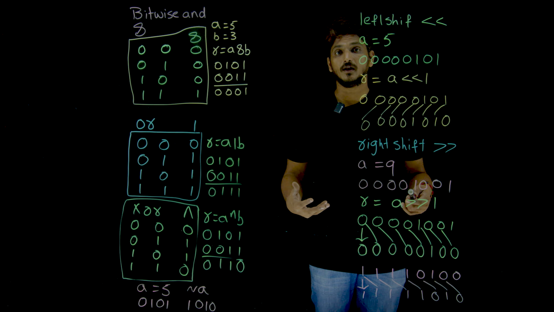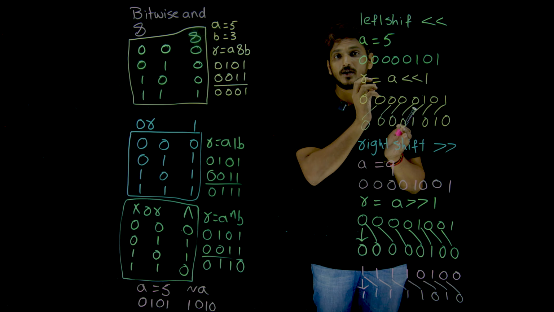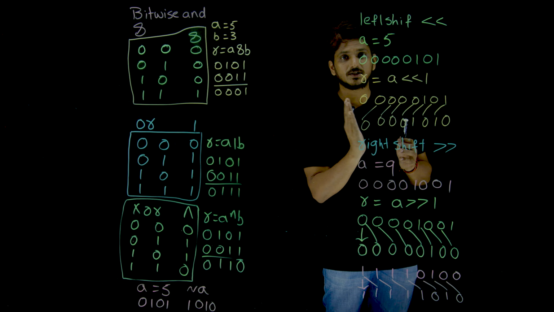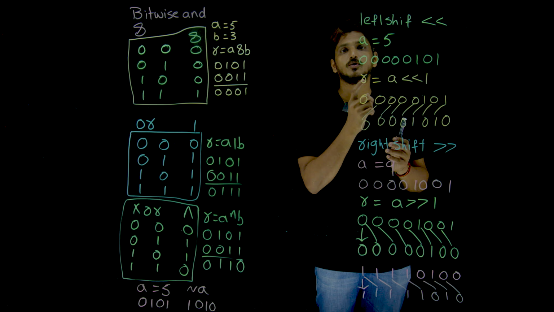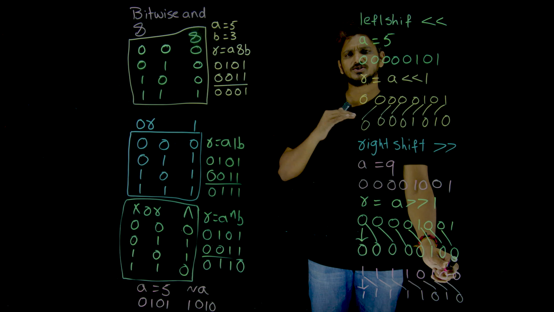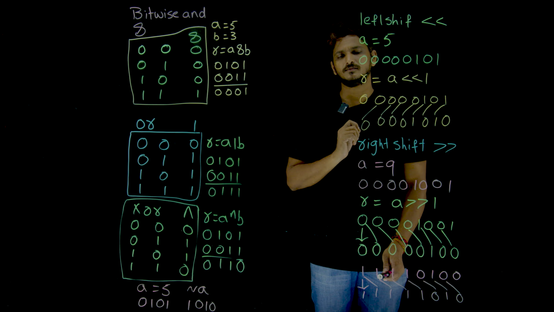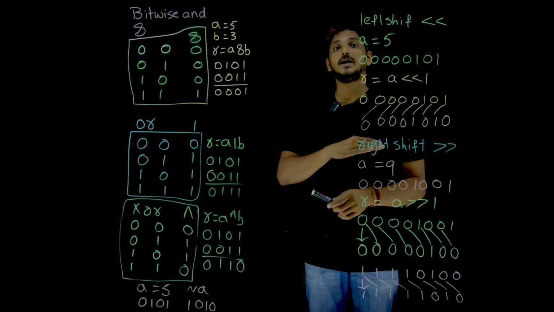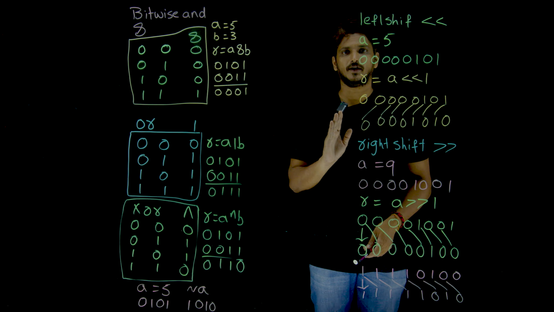Suppose you take 13. 13 divided by 2 is 6.5. What is the floor value? 6. So whenever you do right shift on 13, the value present inside will be 6. That is what happens in right shift. This is the shortcut you need to understand for solving placement questions. Whenever you do right shift, divide by 2. Whenever you do left shift, multiply by 2. These are the values you are going to get.